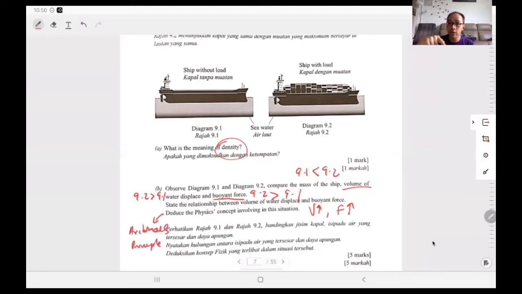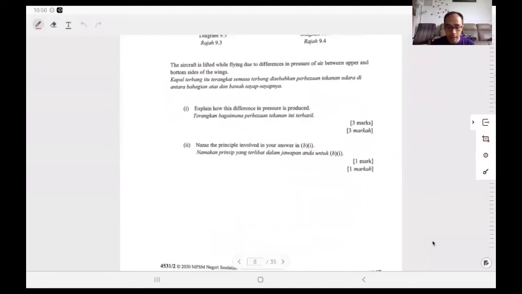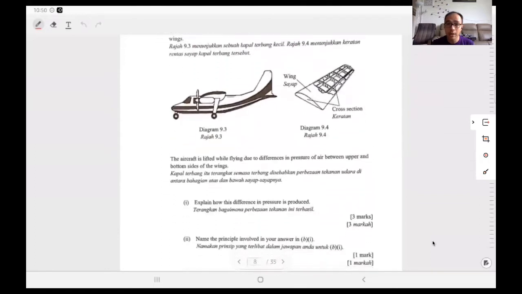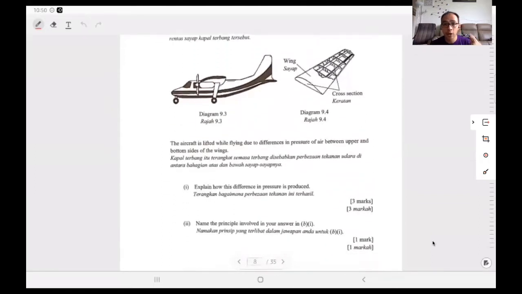Okay, except that in this question, they ask you to state the concept. Usually they may not. Then the next question is about the wing of the aeroplane, which I will come to in a little while. I will come back to this question later when we talk about Bernoulli's principle.